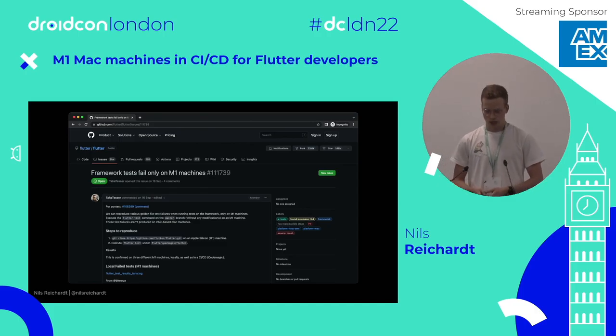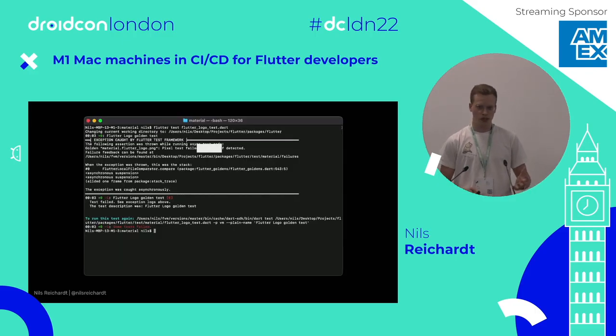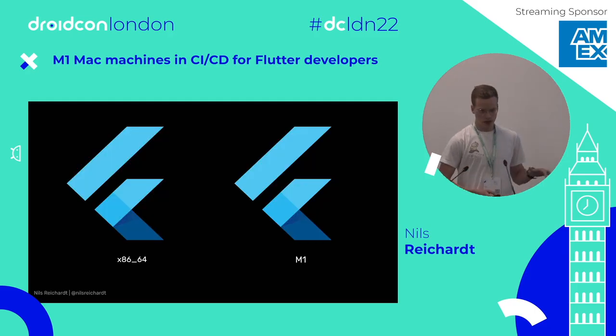And we take a closer look at this problem. So for example, there is this widget, the Flutter logo widget. With this widget, you can just integrate the Flutter logo in your app. I don't know whether you want to do this, but it's possible to integrate this in your production app. And for this widget, there is a golden test. And when I run this test on my M1 machine, you can see in the terminal it's failing. And this is a bit weird because if you look here, you see on the left the original image, on the right the M1 image. And there's a very small difference. You cannot really see this, but there's a difference.